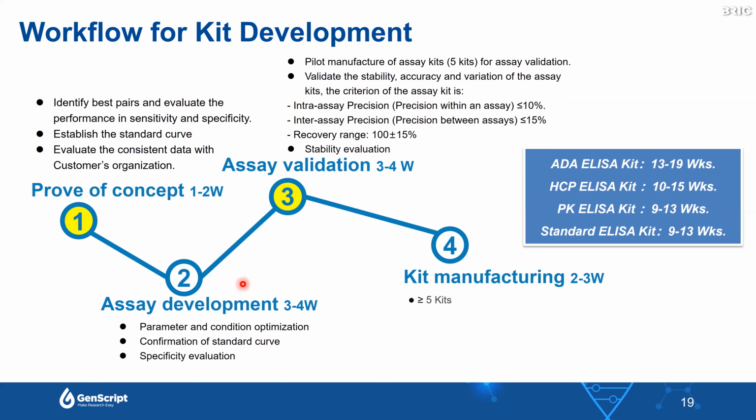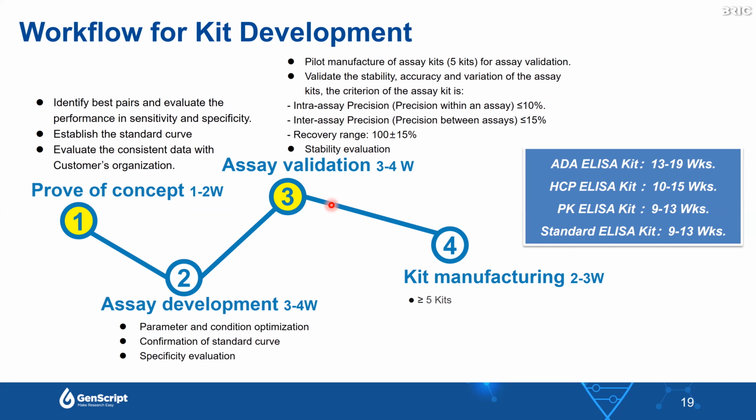Second step is to perform the assay development. Based on these paired antibodies, we have to optimize the parameters and conditions, for example, coating concentration, detection reagent concentration, dilutions, and blocking buffer optimization as well. We will evaluate the specificity of the antibodies by testing different concentrations of similar targets to understand the interference levels.